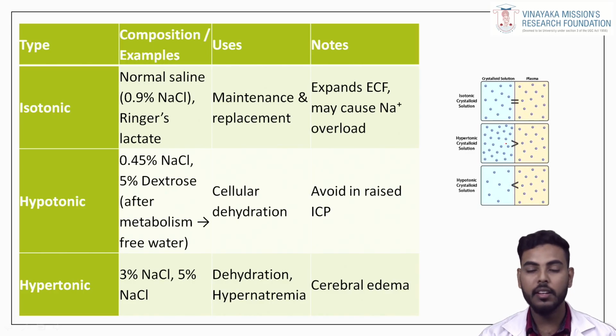Hypotonic means the concentration of the crystalloid is lesser than that of the blood plasma. Hypertonic means the concentration of the crystalloid solution is more than the concentration of the blood plasma. In isotonic we have normal saline and Ringer's lactate. Normal saline is also termed 0.9% sodium chloride solution. Ringer's lactate is also called Hartmann solution.